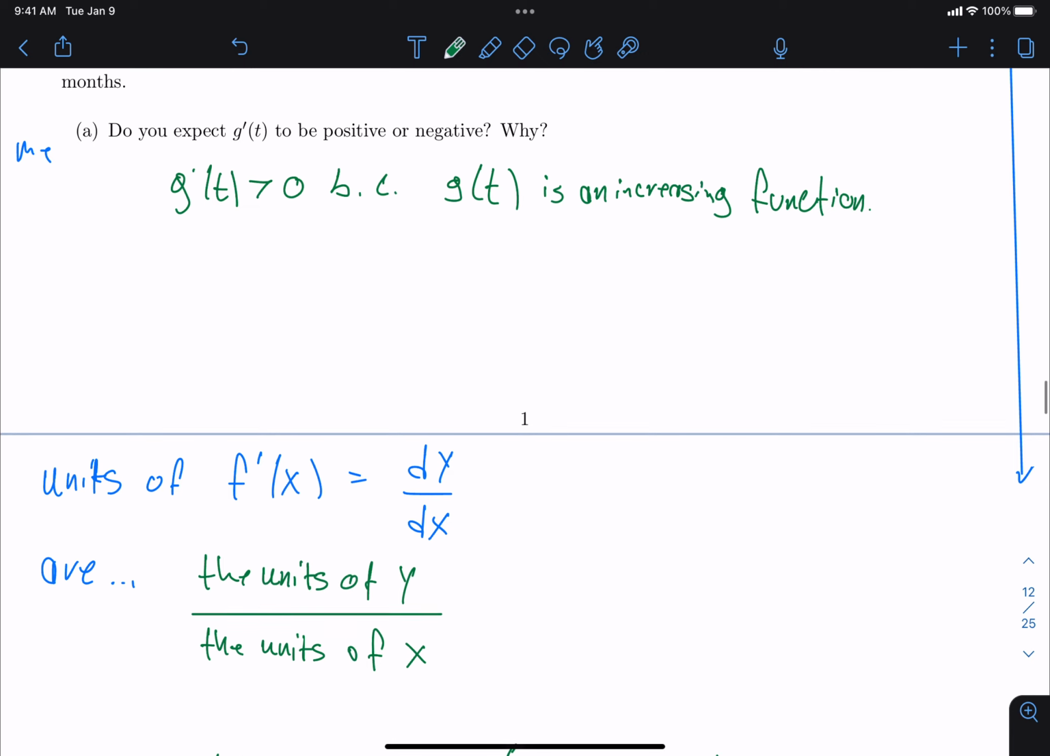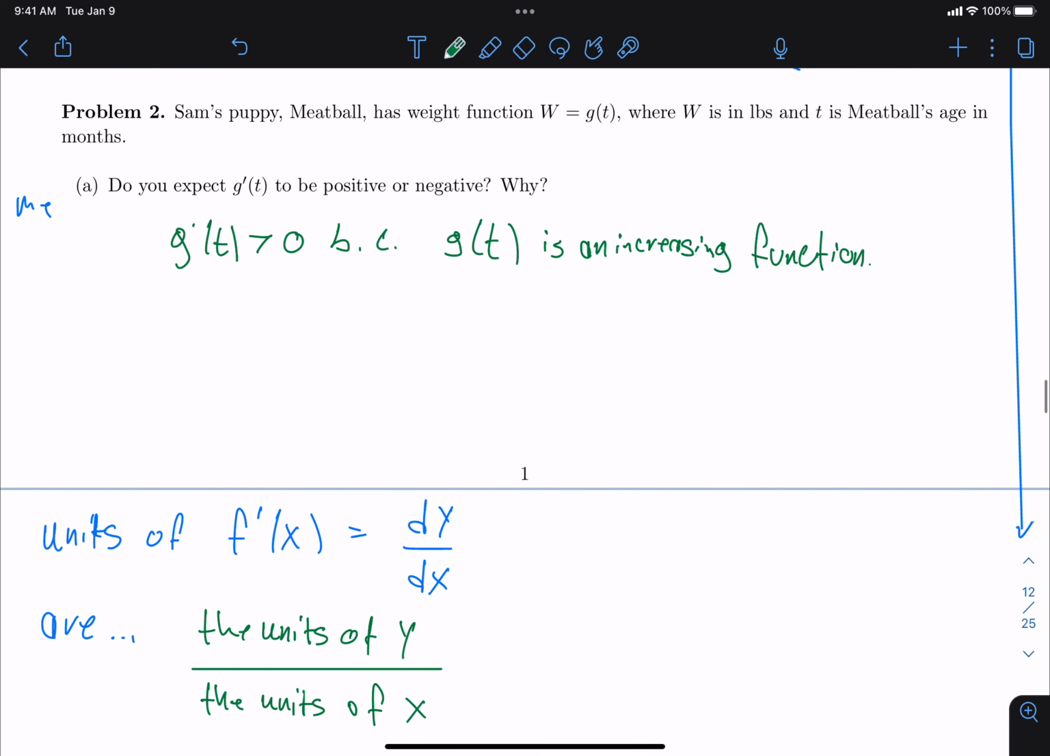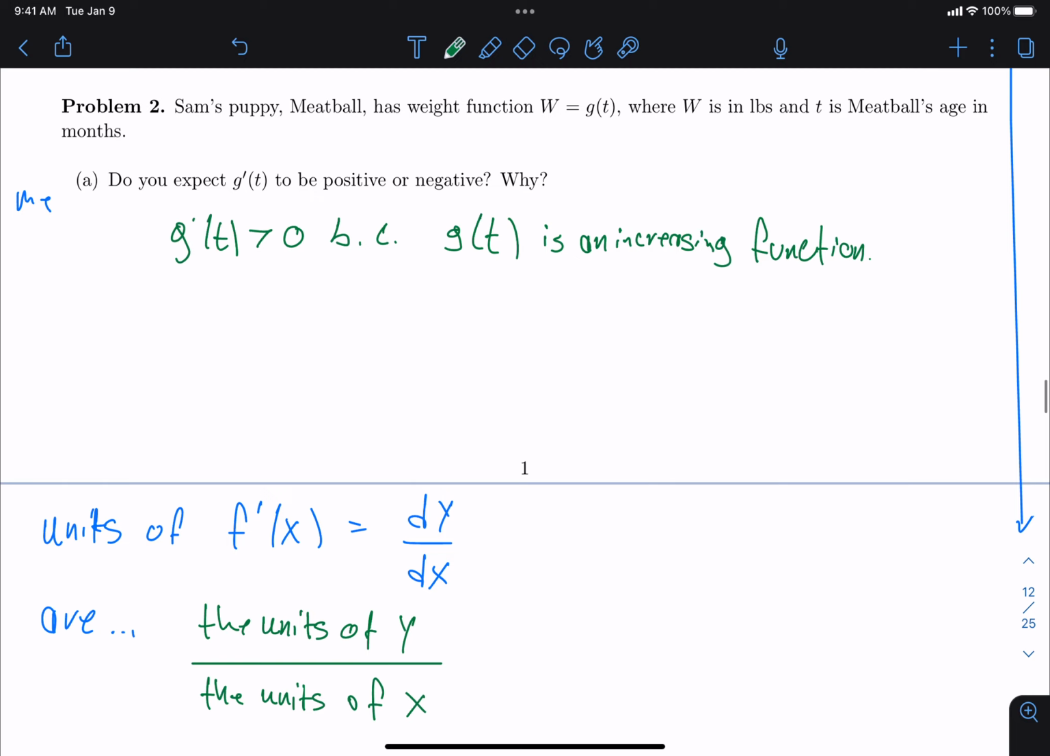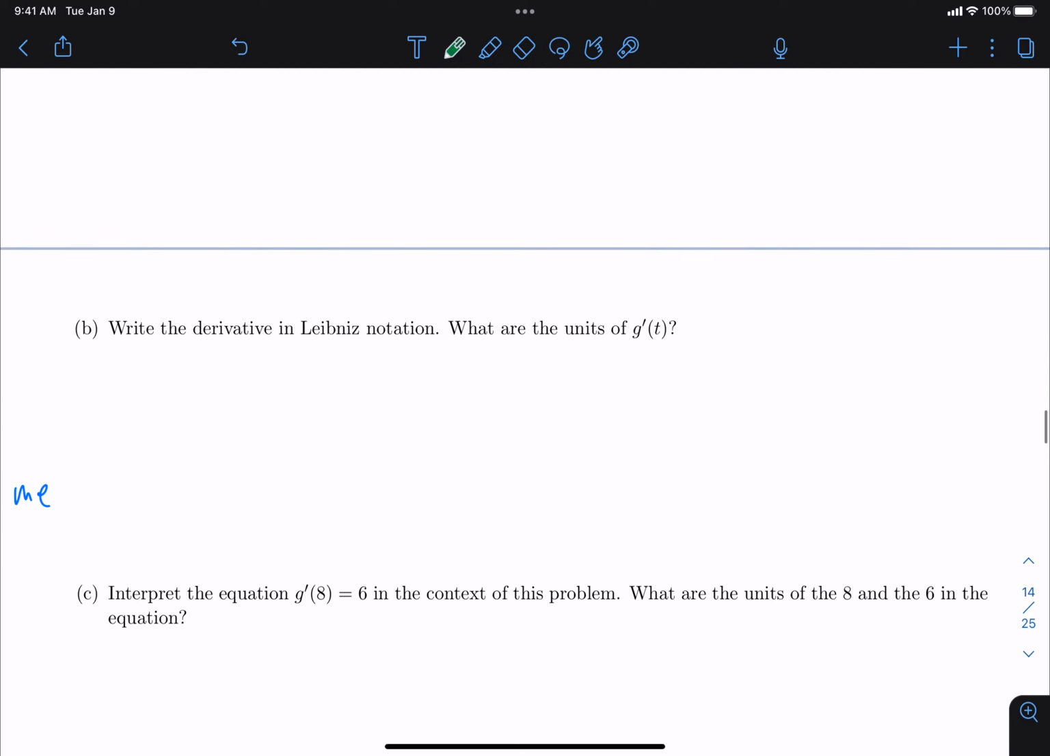Okay, sweet. That wasn't too bad. I'm going to scroll now to do another page. Is that okay? All right, here we go.